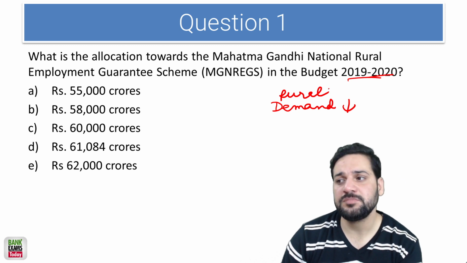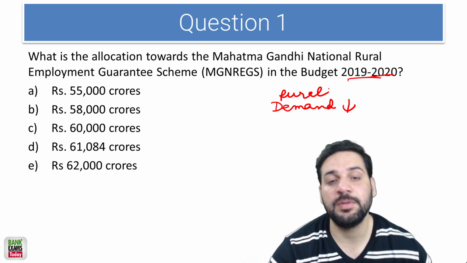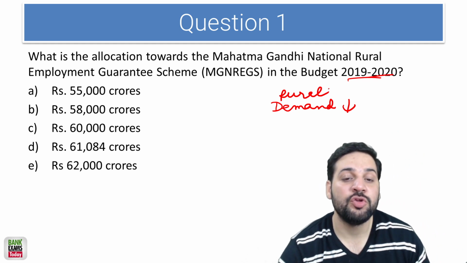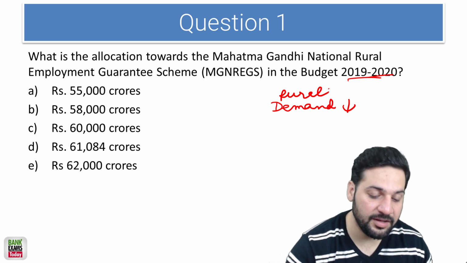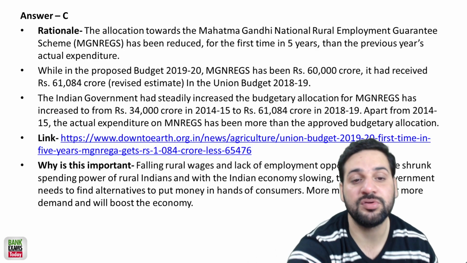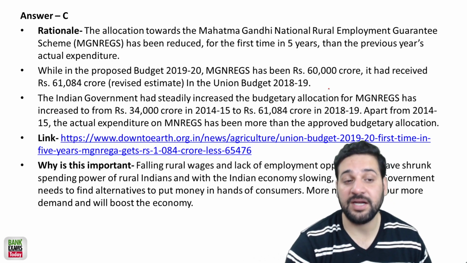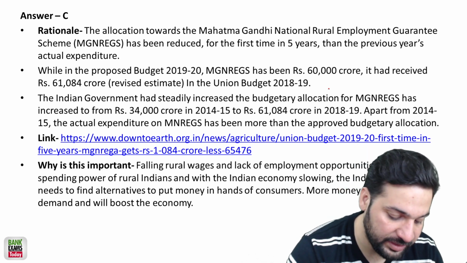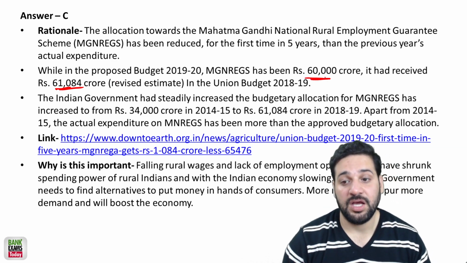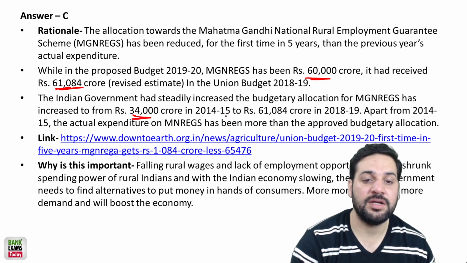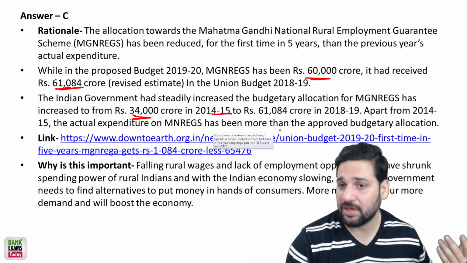So a lot of economists, like Mr. Banerjee, who won the Nobel, and Mr. Manmohan Singh, gave the recommendation that the government should allocate more money to MGNREGA. But what this government actually did was reduce the allocation to MGNREGA. It had received 61,084 crore last year, but this year the allocation has been reduced to 60,000 crores. In MGNREGA, 34,000 crore was allocated in 2014-15, and it had been increasing for many years, but this year the allocation has been reduced.